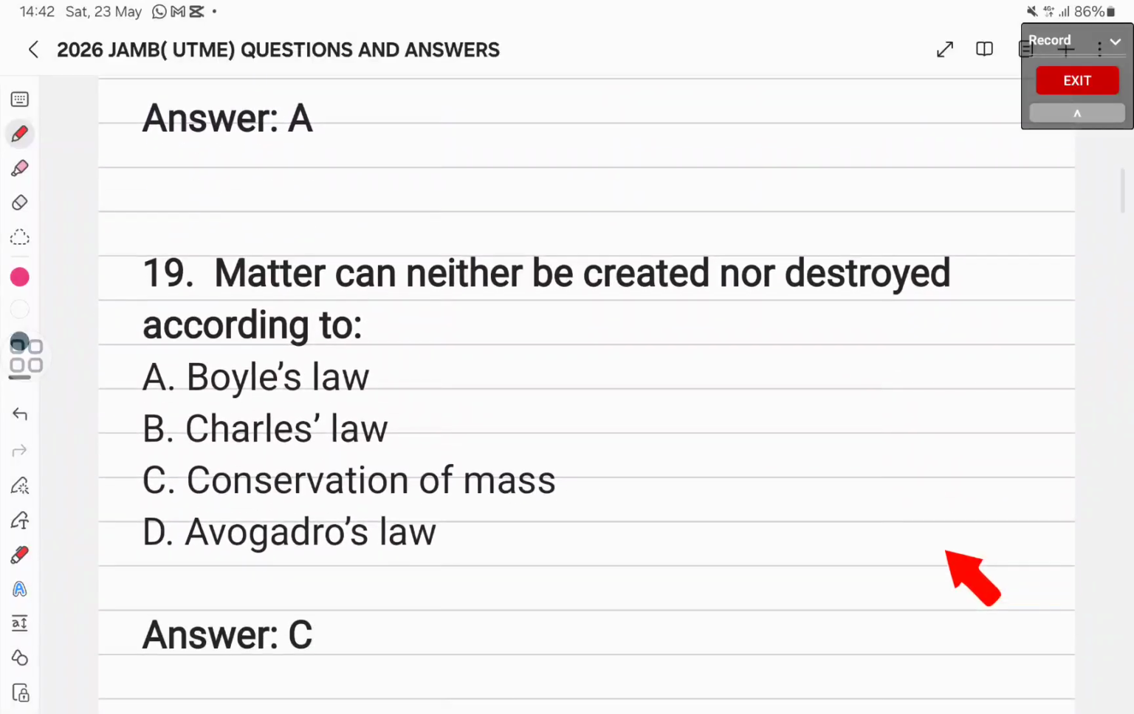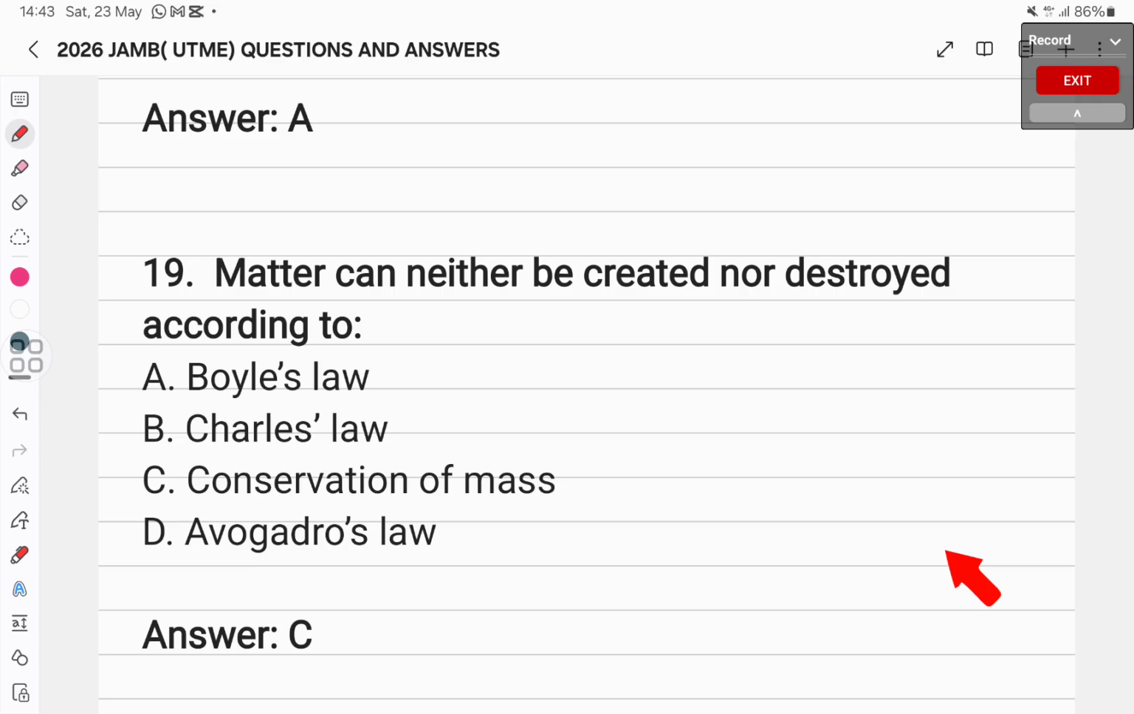Question number 19. Matter can neither be created nor destroyed. This is a law we call conservation of mass or matter. The other options are gas laws: Boyle's law, Charles' law, Avogadro's law. But the law of conservation of mass or matter is one of the laws of chemical combination. They are two different things.